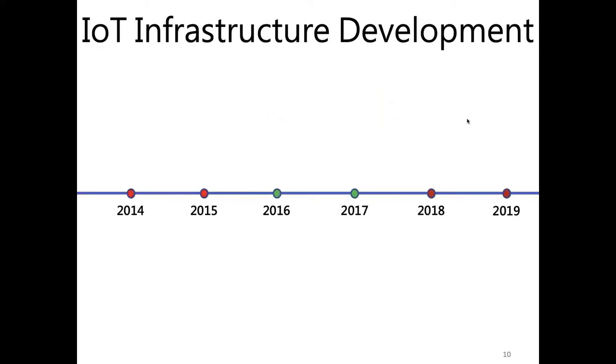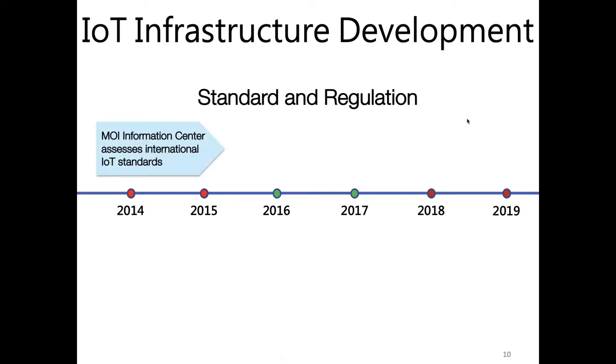Okay, and here is our experience sharing. For the IoT infrastructure development in Taiwan, I divided it into two activities. The first activity is the standard and also regulation. From 2014, in Taiwan, the Ministry of Interior Information Center tried to assess what possible open standard solutions we could use to be the foundation for the IoT infrastructure in Taiwan. So they tried to assess the international IoT standards.